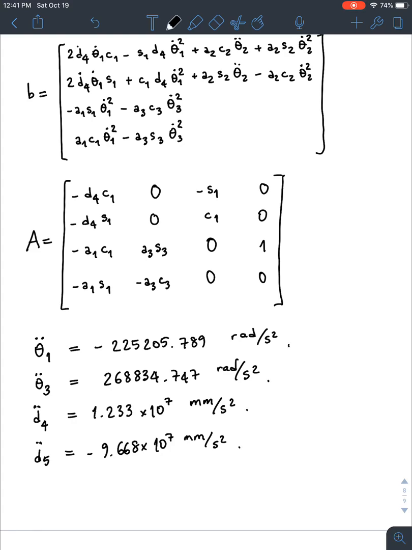So that's the end of the kinematic analysis for this mechanism. And hopefully in the next video I'm going to go up to the computer, an actual computer, and show you how I coded these up and got these numbers. All right.